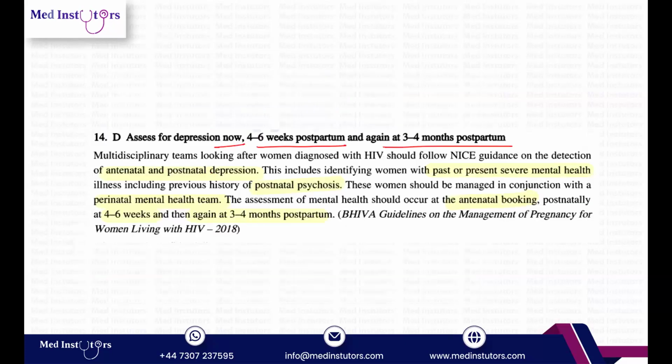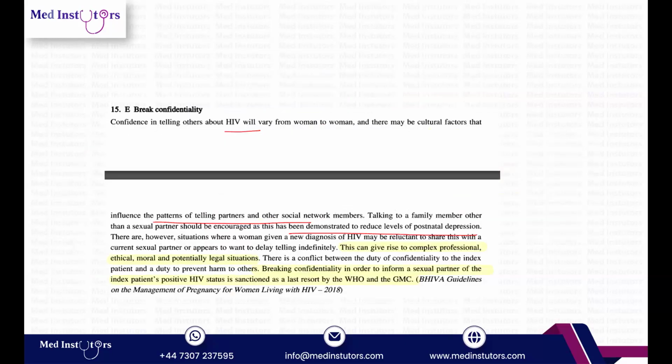Okay. So here, this is assess for depression now, 4 to 6 weeks and 3 to 4 months. And this is break confidentiality. Confidence in telling others about HIV will vary from woman to woman, and there may be cultural factors about telling them. But this can give rise to complex professional, ethical, moral, and potentially legal situations. Breaking confidentiality in order to inform a sexual partner of the index patient of a positive HIV status is sanctioned as a last resort by the WHO and the GMC. Okay.